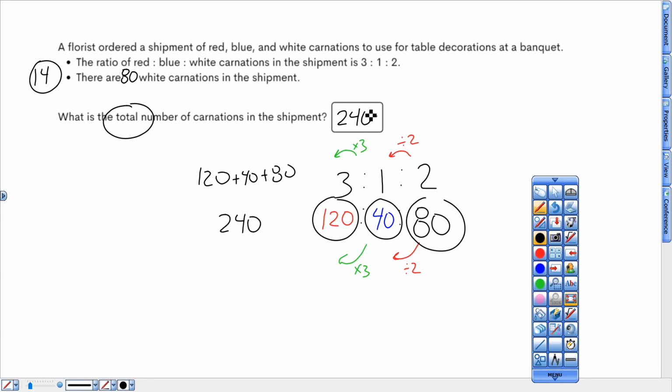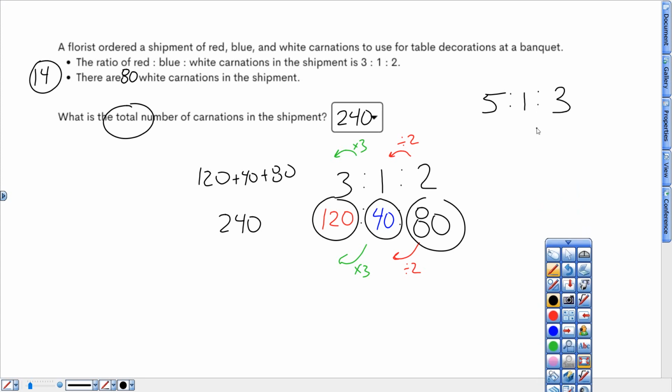All right, for you to prove to me that you're listening, I'm going to give you a ratio that's 5 to 1 to 3, and I'm going to give you this number right here. This number is going to be 60. So it looks like for this one, I'm going to be cutting it down by 3, cutting that down by 3. Look at that one. Try that extra one to really show me you're listening there. All right, next problem.